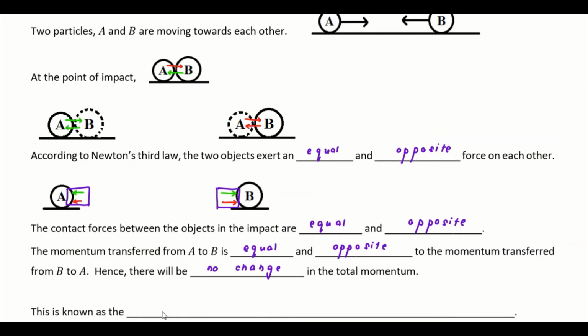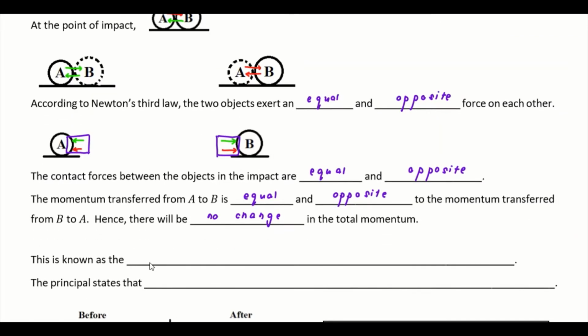So this whole idea is the thing that we mentioned in the learning outcome just now. This is called the principle of conservation of linear momentum. In simple words, what this principle is trying to tell us is that the total momentum wouldn't change, as long as there's no external force acting on the system.